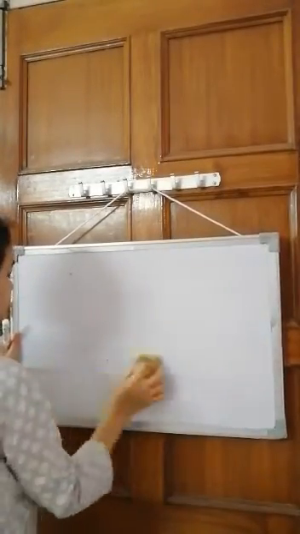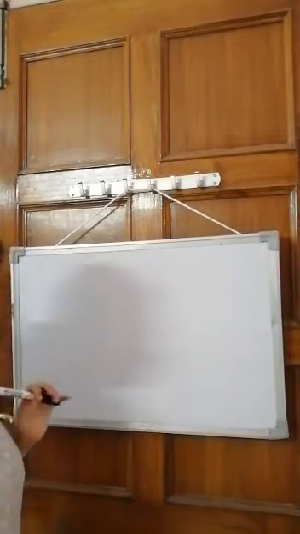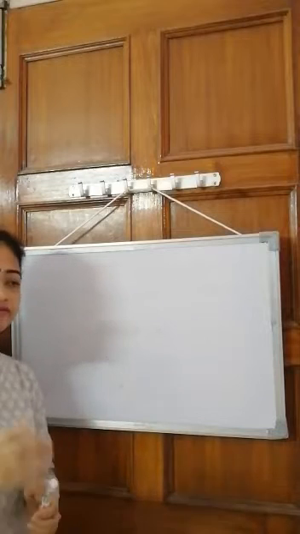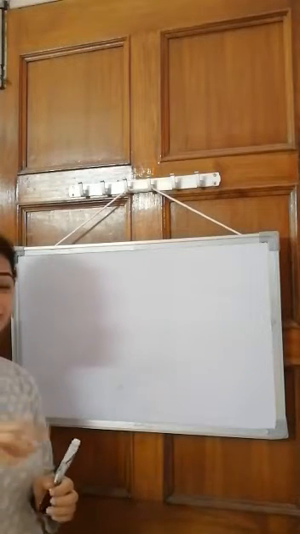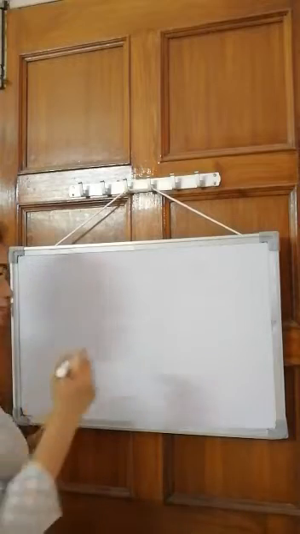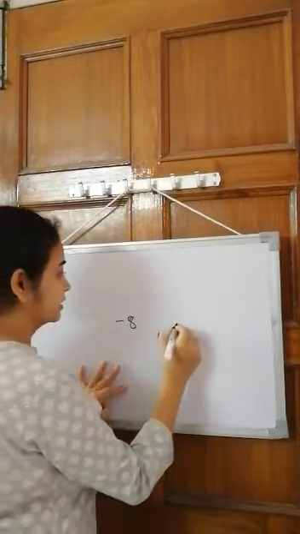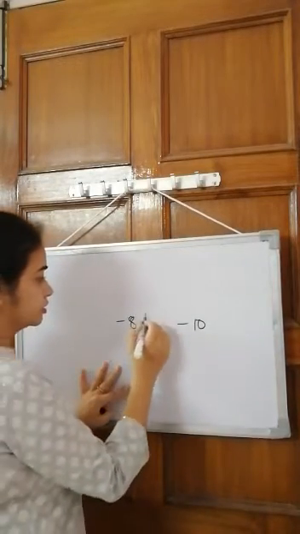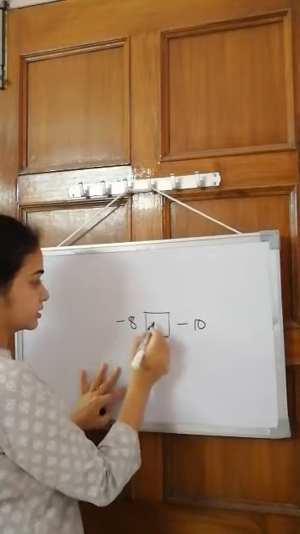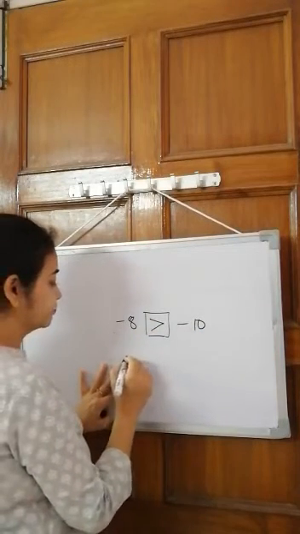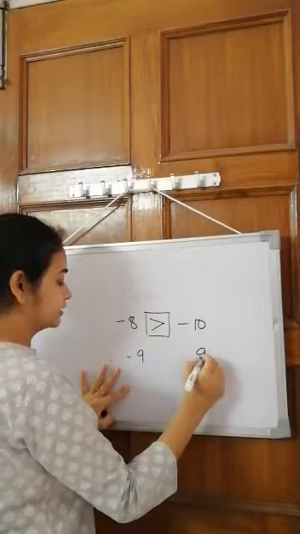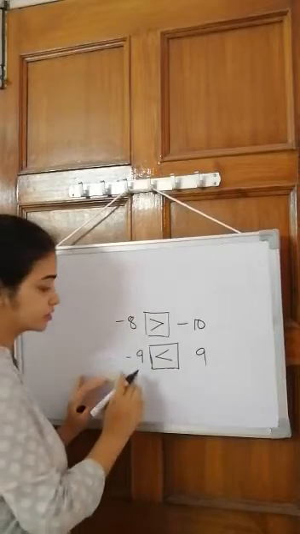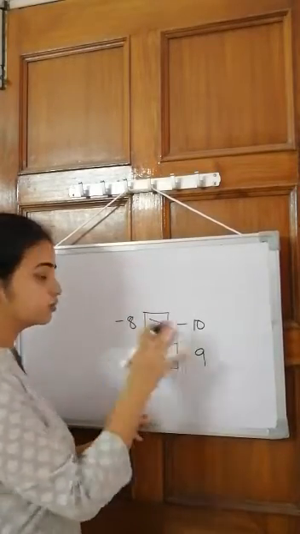Now let's move to the next question, which says arrange in ascending or descending. Right now, what we were doing, we have taken two integers and we were comparing them. Suppose we have written minus 8 and minus 10, and we were asking which is greater, which is smaller. So minus 8 is greater. We have written minus 9 and 9, and a positive number is greater than a negative number. We have done all these things.